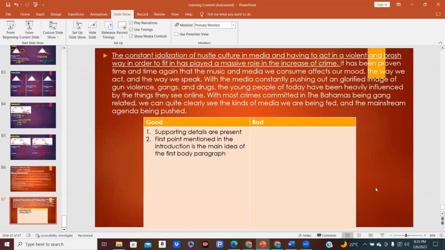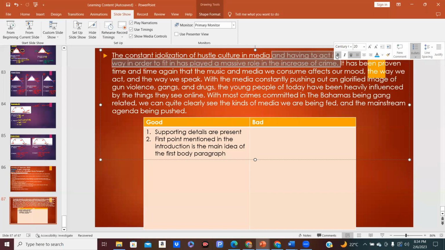So let's see if her first sentence is a reasonable topic sentence. She says, the constant idolization, or glorification, it's the same thing, of hustle culture in the media and having to act in a violent and brash way in order to fit in has played a massive role in the increase in crime. Now, I don't know why she mentioned having to act in a violent and brash way to fit in. Why would you mention that?